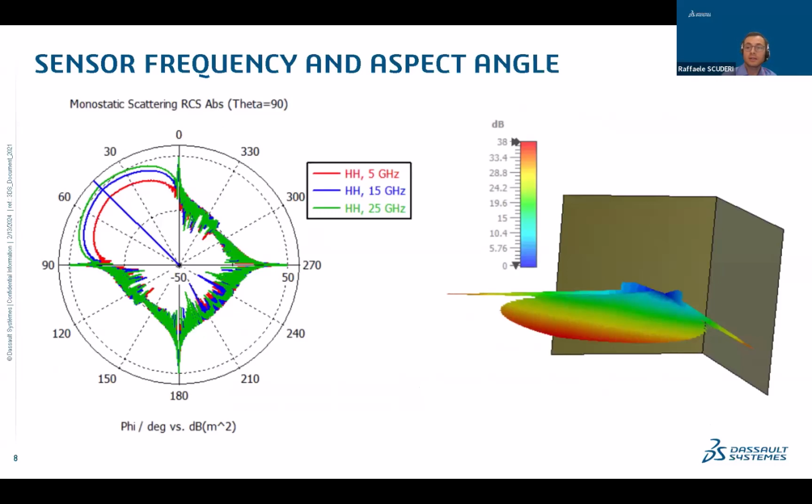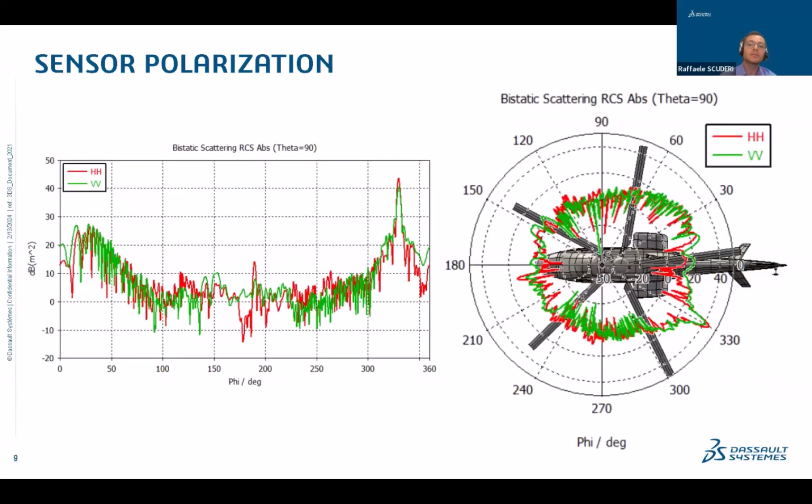Frequency and aspect angles are also very important. For example, here for a PEC flat body, you can see that the higher the frequency, the higher the monostatic RCS when we have a plane wave impinging normally on the plate. Field polarization was the other important item. You can see here the difference between horizontal and vertical polarization for this target. So this can also be an important point.